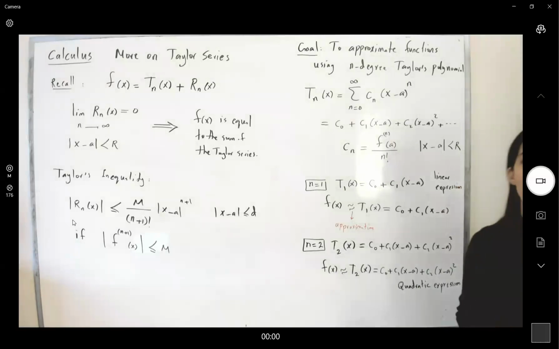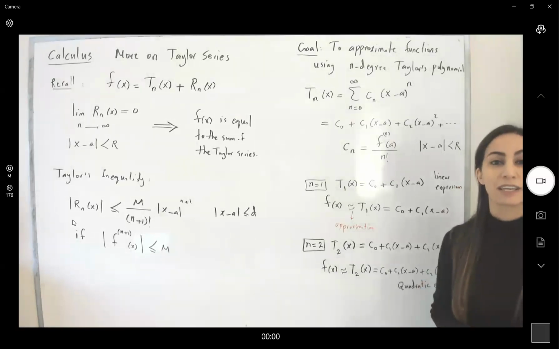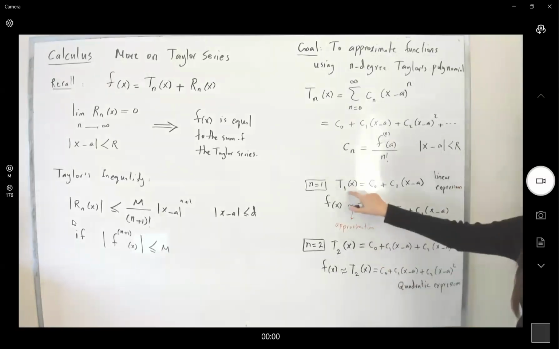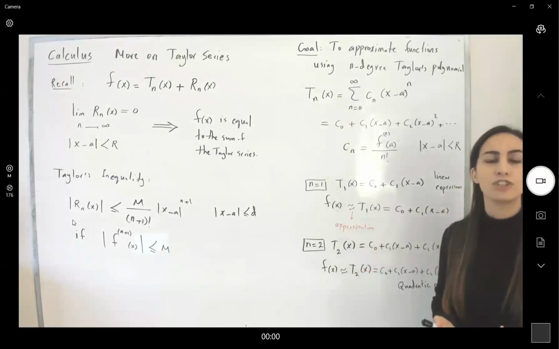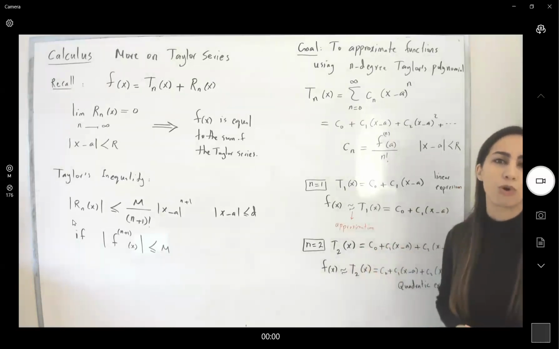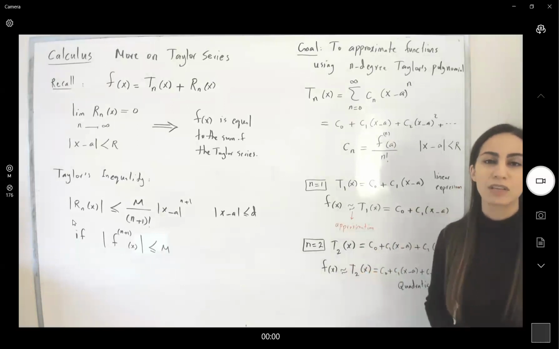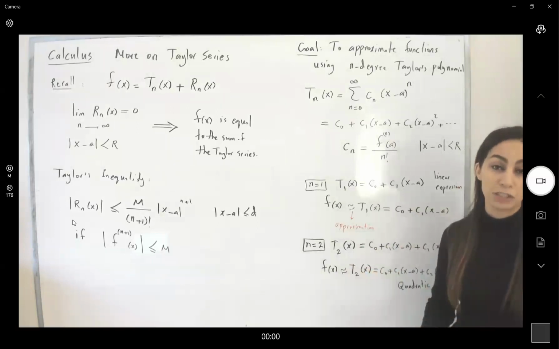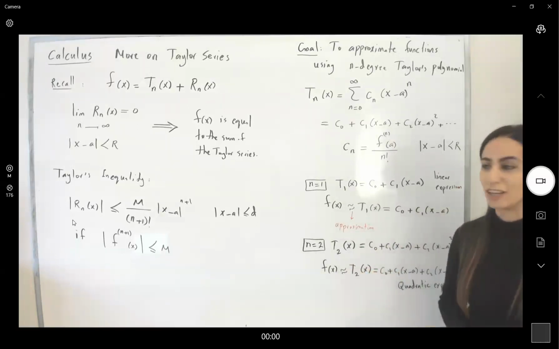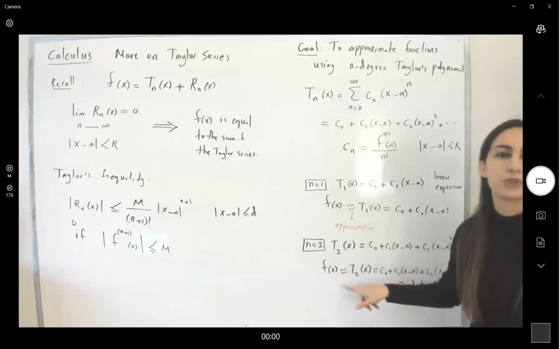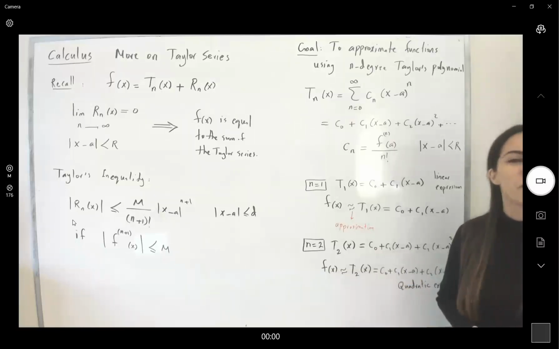So instead of analyzing our function, we can analyze the Taylor expansion for that function, which is much easier to work with. We can take the derivatives, we can take the integrals, find the rate of change, and analyze that function using some nice polynomials.